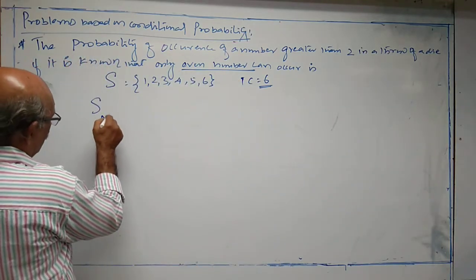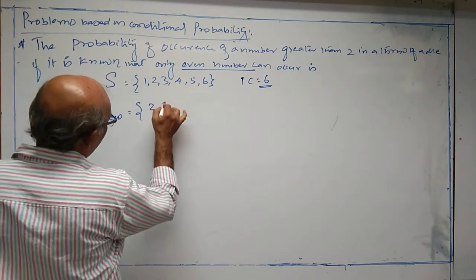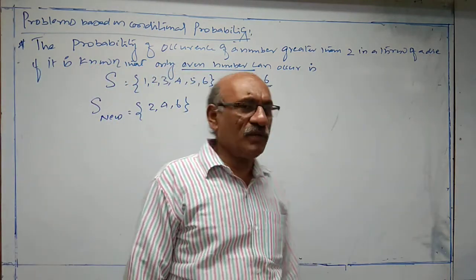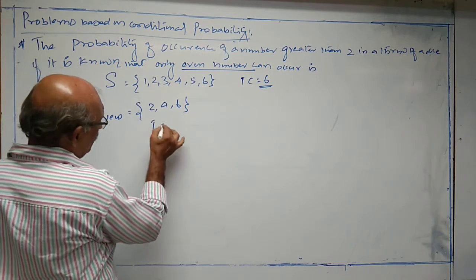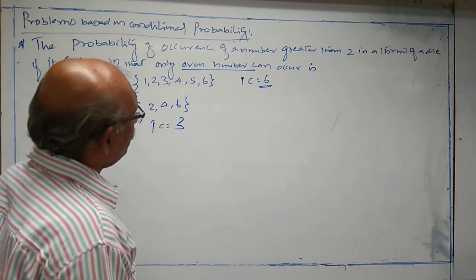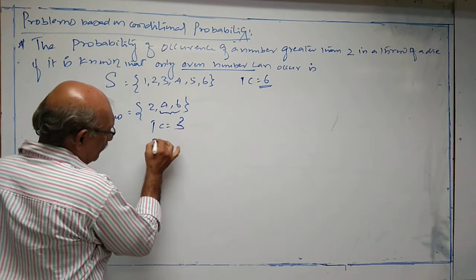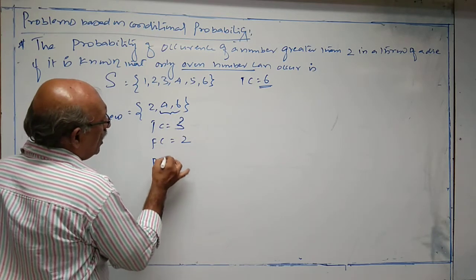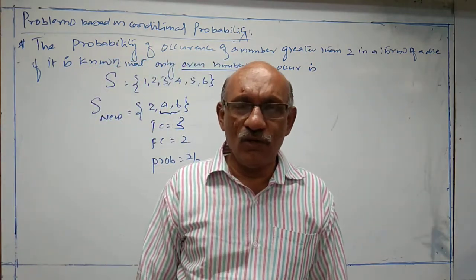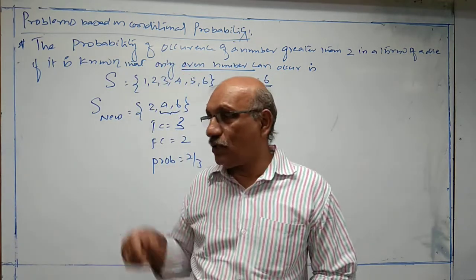So the new sample space, according to the problem, you have to reduce. It means eliminate odd numbers from the picture. Now the new sample space has a total number of cases 3. Now what is required? A number greater than 2 means favorable cases are 2. Probability is equal to 2 by 3. This is the answer to the given question. Okay, sir? No doubt.